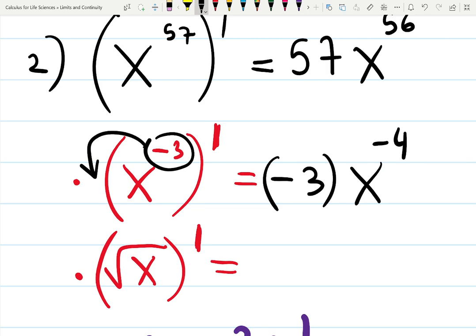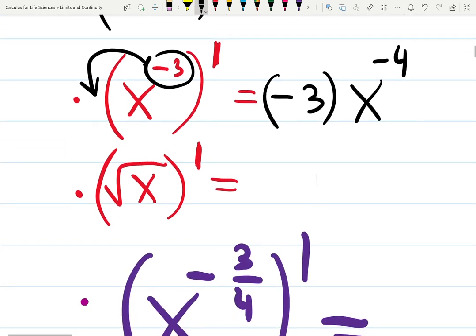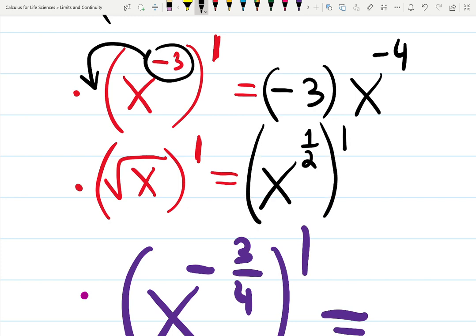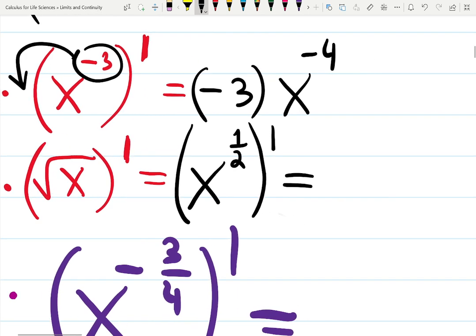Square root of x, usually students get confused with that, and you guys don't like radicals, so I'm not surprised. Square root of x, rewrite it as x to what power? 1/2, good job. Then I did not differentiate yet, so I have to keep the parentheses and the prime notation. Until you differentiate, you have to write down the prime. Just like with limits, until you plug in, you have to keep writing limit. Do you have to show this step? No, if you know how to do it fast, you don't have to.